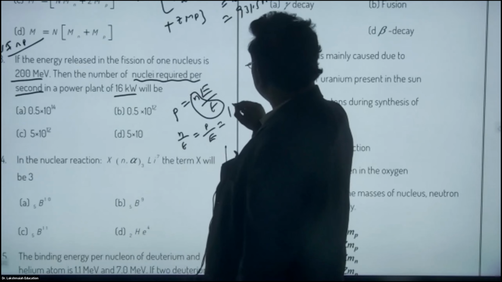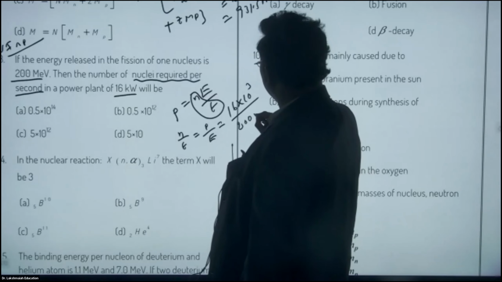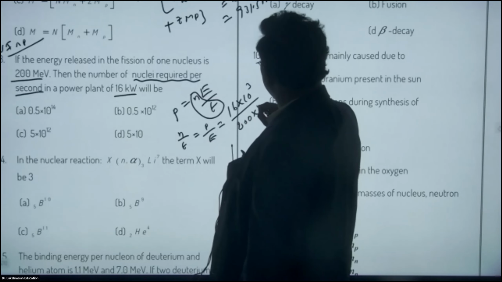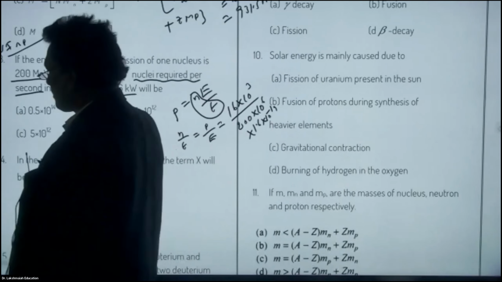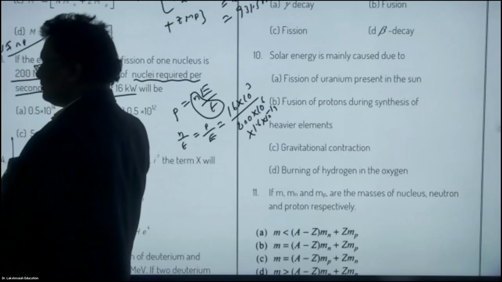What is P? That is 16 kilowatts, means 16 into 10 power 3, divided by, what is energy? 200 million electron volts means 200 into 10 power 6 into electron volt, which is 1.6 into 10 raised to power minus 19. Do it, please. How much did you get?